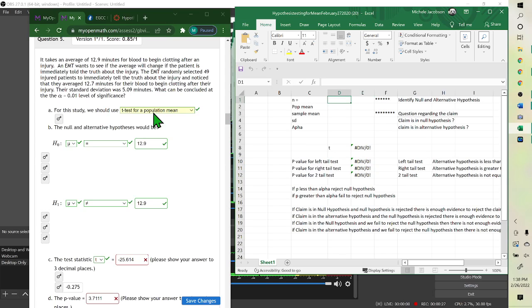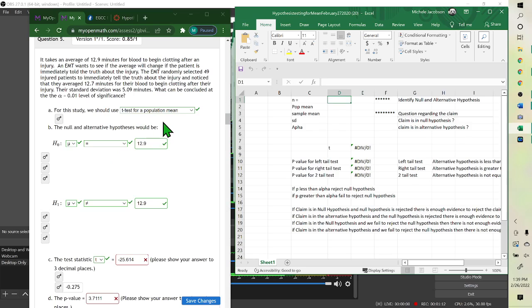So if we look at number 5, it says it takes an average of 12.9 minutes for blood to begin clotting after an injury. An EMT wants to see if the average will change if the patient is immediately told the truth about the injury. The EMT randomly selects 49 injured patients to immediately tell the truth about an injury, and notice that the average was 12.7 minutes for their blood to begin clotting after their injury. And they give their standard deviation. We want to test 0.01. And he was testing that it differs from the 12.9.